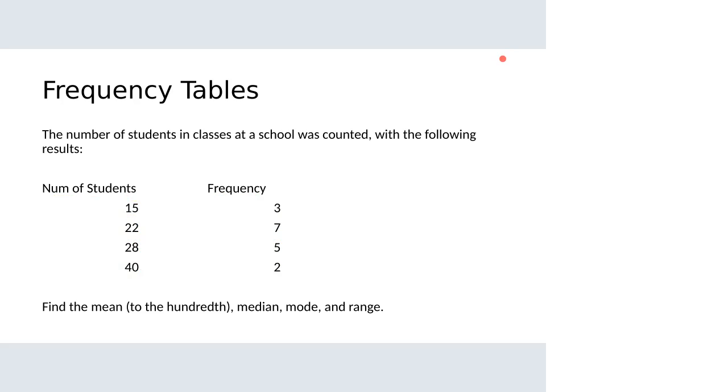Don't write this down if you're writing. This data set is exactly the same as if my data set was given to me and it had 15 3 times, it had 22 7 times, it had 28 5 times, and it had 40 twice. But instead of writing out all of those individual data points, because they occur over and over again, we've just put the data into a frequency table.